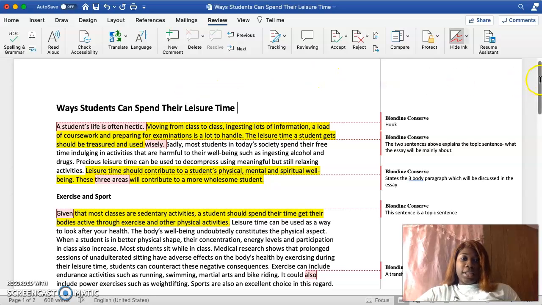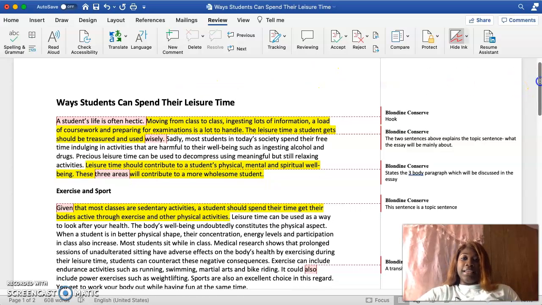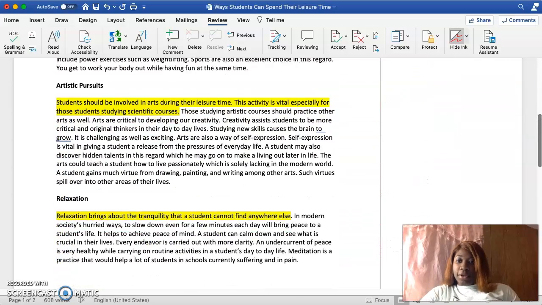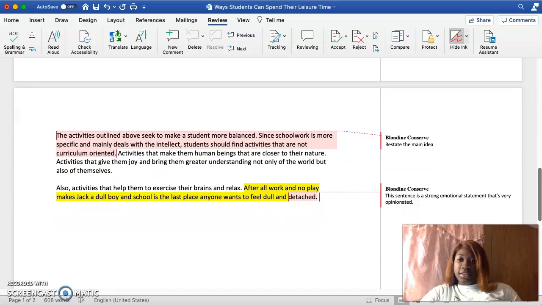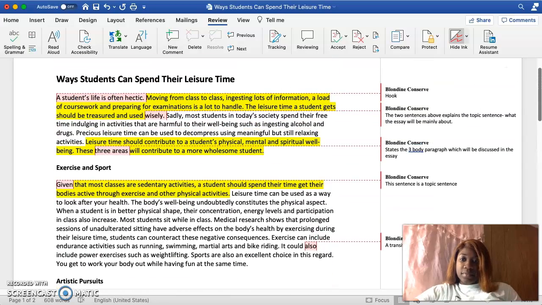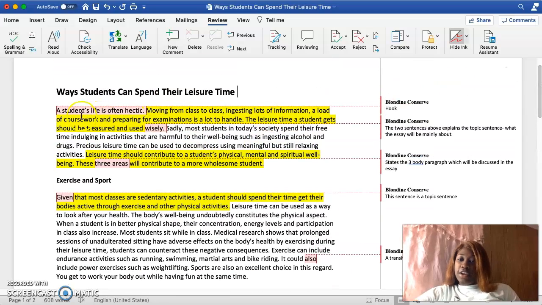For the most part, this article followed the guidelines. It has an introduction, three body paragraphs, and a conclusion, and then an extra paragraph or so. To start off with the intro, I thought this was a hook because it makes you question, how is a student's life hectic?